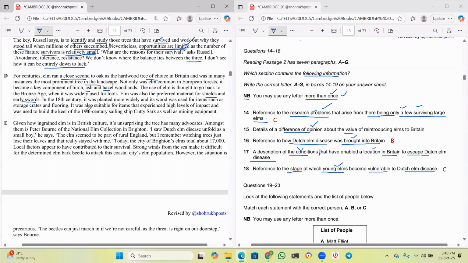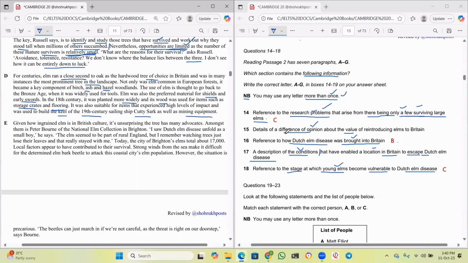In the 18th century, it was planted more widely and its wood was used for items such as storage crates and flooring. It was also suitable for items that experience a high level of impact and was used to build the keel of the 19th century sailing ship Cutty Sark as well as mining equipment. So whatever we read here, I think we read about the uses of the elm tree, right? How did they use the wood to build swords and shields? Let us see the question now.